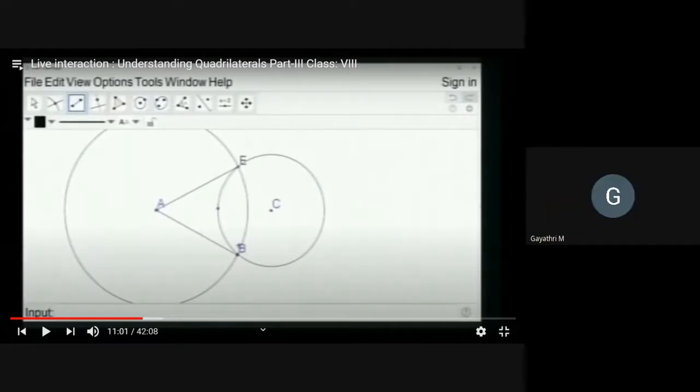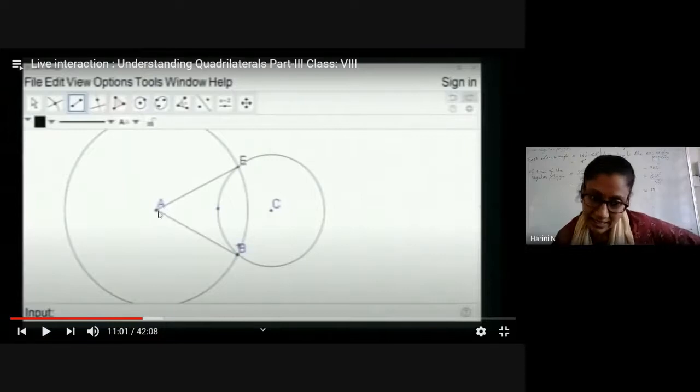Ma'am, because it intersects. Because it is the line segment joining the center of the circle to any point on the circumference. This is how we define a radius. A radius is a line segment which joins the center of the circle with any point on its circumference. So E is a point on the circumference of the circle. A is the center. So when I join A and D, I get the radius of the circle.